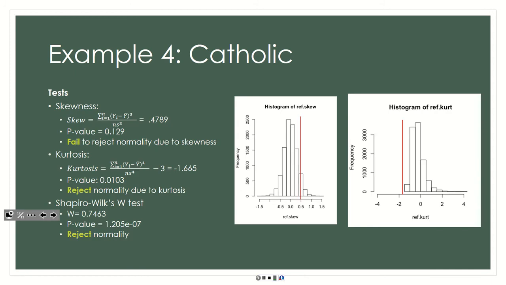And then I think the most interesting thing I found here was that skewness failed to reject normality, probably because it's not really skewed one way. It has large clumps on both sides. But kurtosis would reject it because you have way more in the tails than you would expect for normality. And then the Shapiro-Wilk W test confirmed that you should reject the normality.